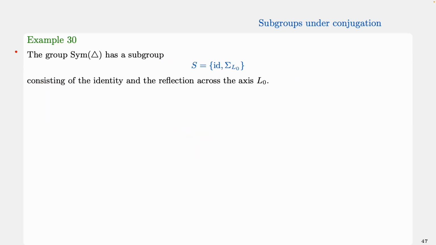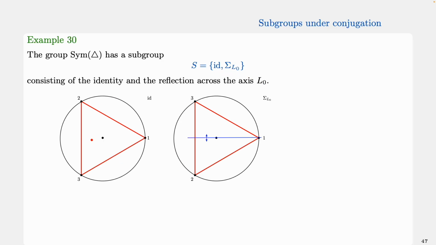Let's look at an example for such a conjugate subgroup. So we go back to our triangle symmetry group again. And the symmetry group of the triangle has a subgroup S consisting of just two elements, the identity, and one reflection across the axis L0. Here we have them visualized.